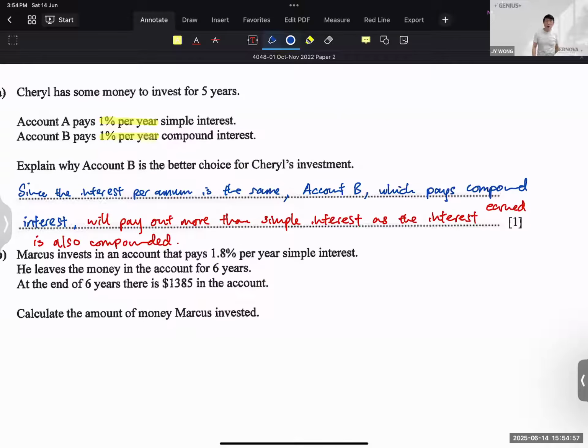Don't give me a long, complicated explanation using algebra. Let the amount of money invested be X, and then go and find that 1% in simple interest over X is more than... This is absolutely not necessary, because all they ask you to do is to explain.